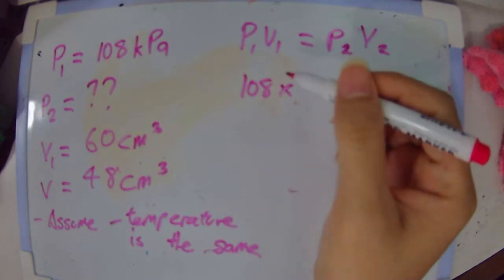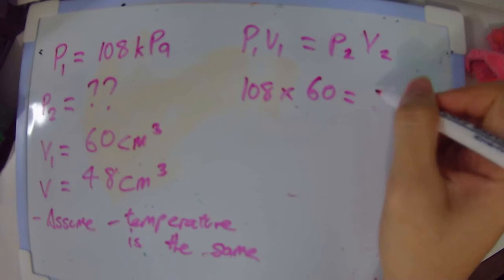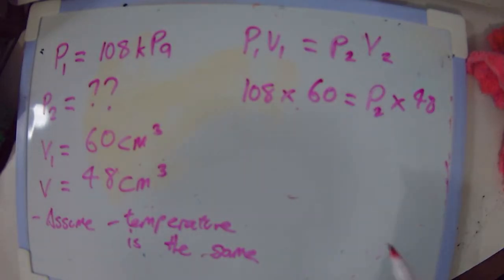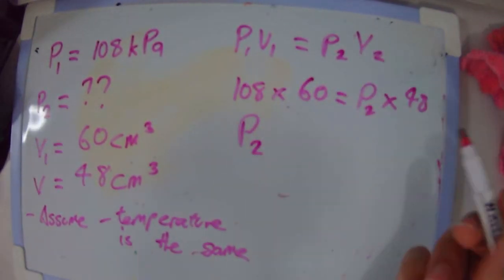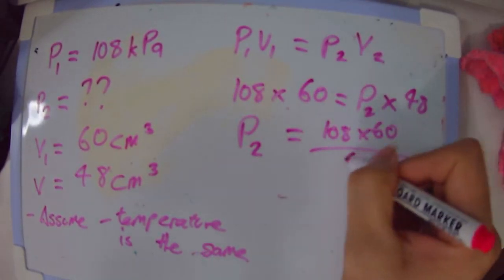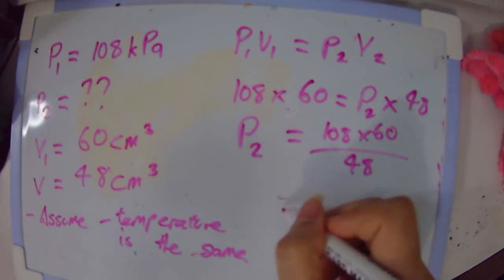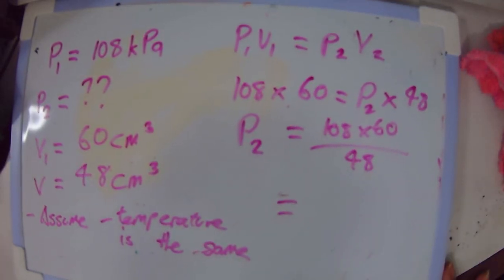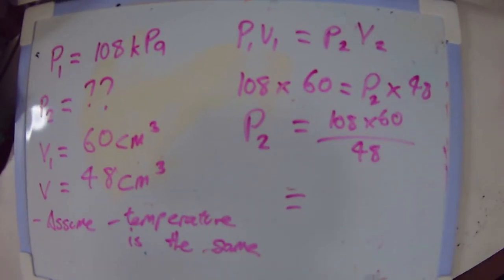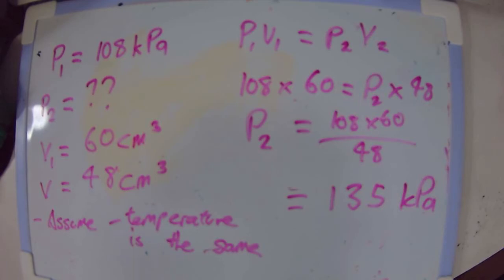So 108 times 60 equals P2 times 48. So P2, if we were to rewrite everything, equals 108 times 60 divided by 48. All right, and your final answer is, can someone calculate that? It's in your textbooks, come on. You don't need to calculate that. 135. Yes, exactly. So 135 kilopascals. All right. So that is Boyle's law.